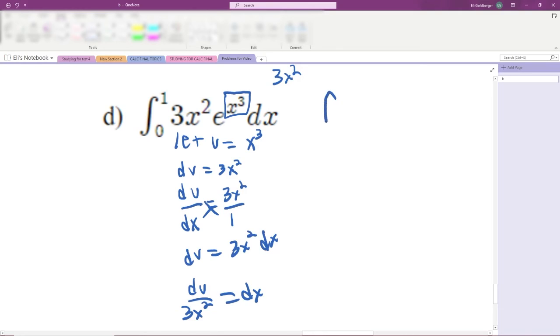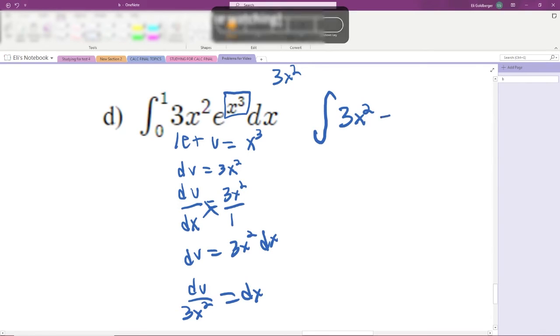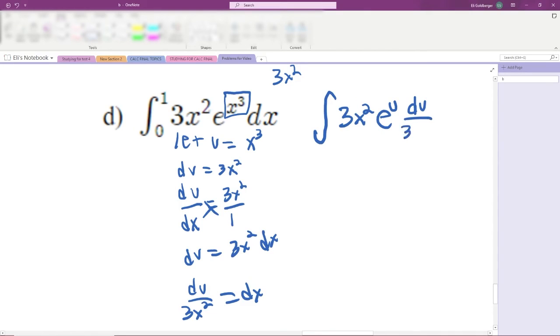So now when we go to write everything back, we'll have 3x squared multiplied by e to the u du over 3x squared. And right away we see these cancel out perfectly. So it's also from 0 to 1, but now we just have the integral of e to the u du from 0 to 1. And we know that that's just e to the u, from 0 to 1.